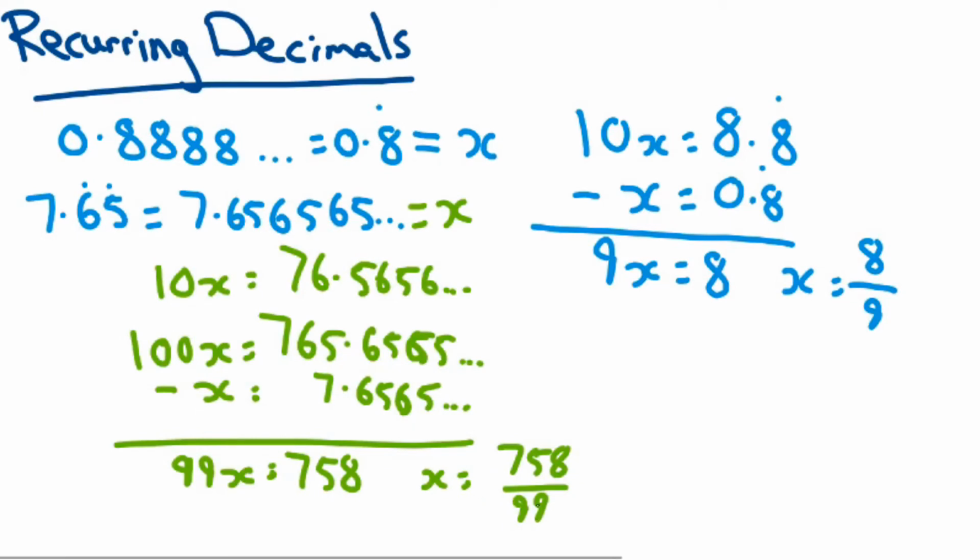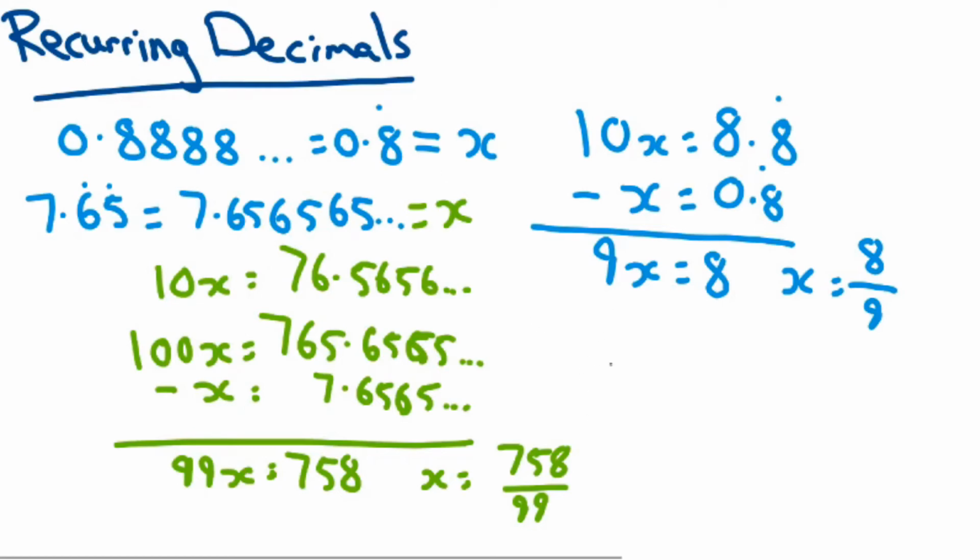So that's all you're doing with questions like these. Just label the recurring decimal x, times up by whatever's necessary such that the decimal is still the same, cancel through, and then just divide by the remaining coefficient of the x. If you're alright with that, let's try an example of your own.